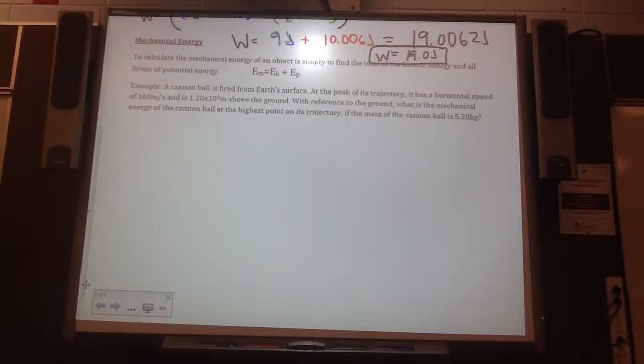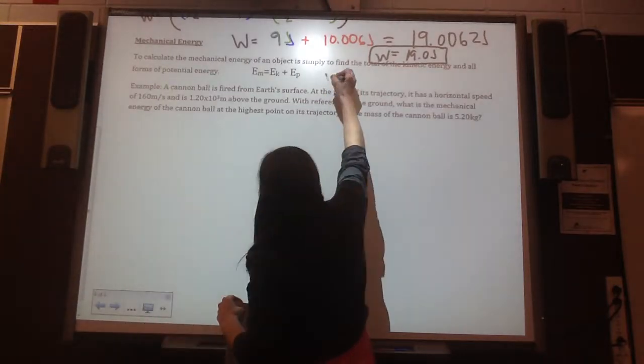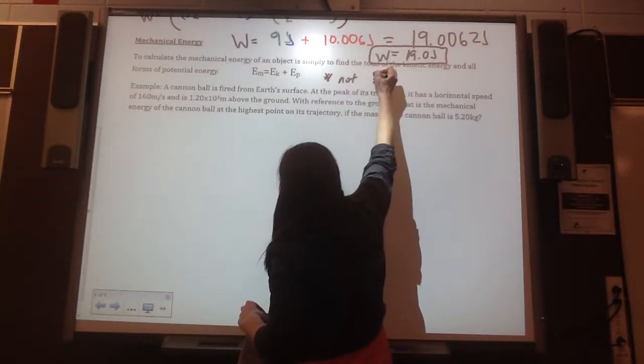Okay, so the last thing that we add on to this is mechanical energy. To calculate mechanical energy is just finding the total kinetic energy and all forms of potential energy. So this isn't change in potential or kinetic. This is just the kinetic energy and potential energy at a moment, at a spot. Okay? So this is not change. So this is not delta.